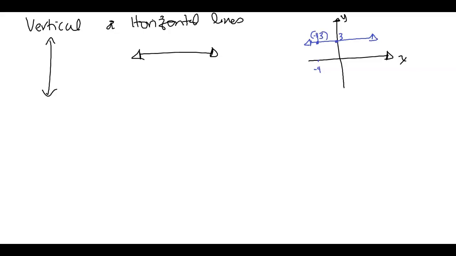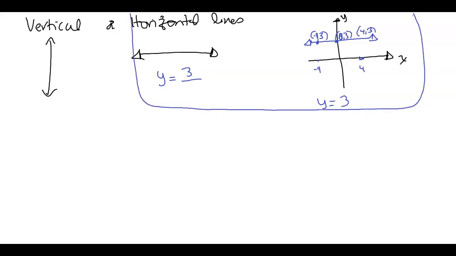Now this point right here is going to be 0, 3. And let's say this point over here is also +4, so this point right here is going to be 4, 3. Well, we notice what's the same? The same is that the y never changes. Since the y never changes, we can simply say that the equation for this line is y equals 3. So the horizontal line is going to be y equals some number, in this case, y equals 3. So this example goes together.